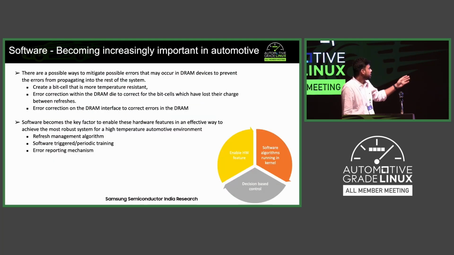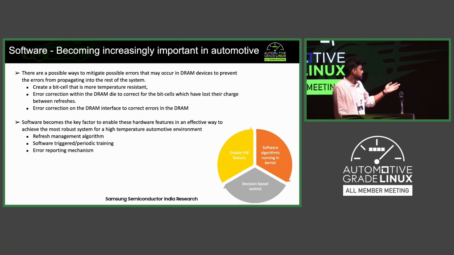So there are ways we can use the hardware features to overcome these issues. One is that we can create bit cells that are more temperature resistant. We can have error correction within the DRAM die to correct the bit cells which have lost charge between refreshes. Or we can have error correction logic in the DRAM itself which can help to detect and report the errors. But these things cannot handle themselves individually. We need software to enable these hardware features. So there the use of software in DRAM technology comes into the picture.